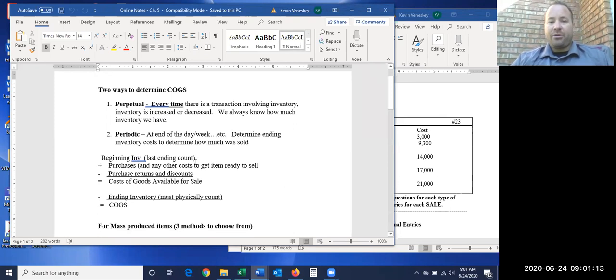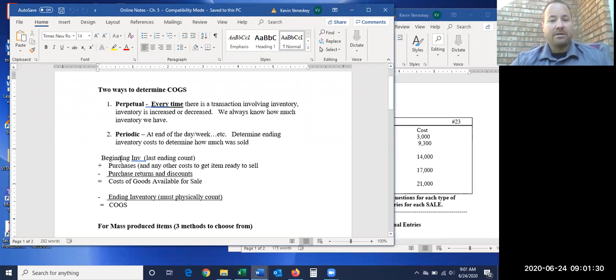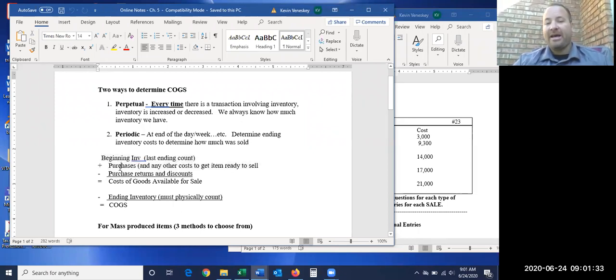So to do periodic, in order to get your cost of goods sold, because you're not keeping track of it every single time, the only way to realistically do that is you've got to know basically these 4 items. First, how much are you starting with in your beginning inventory? And then how much did you buy since the last time you calculated your cost of goods sold and put that stuff on your shelves? And then of course, net anything that you have taken away and returned. When you have your beginning plus your purchases, it's going to tell you how much you have available to sell.